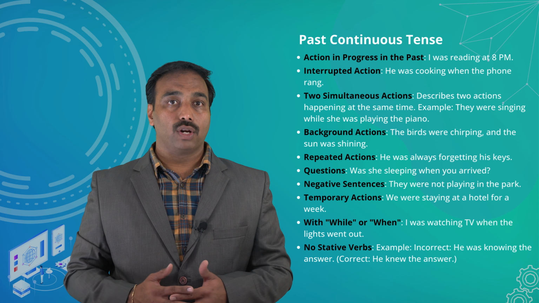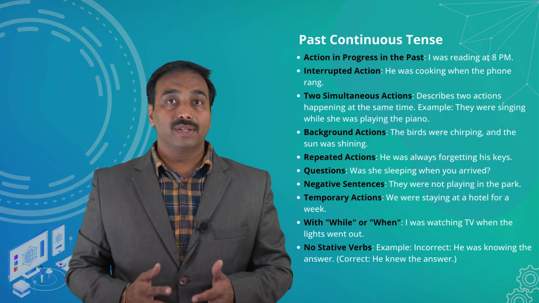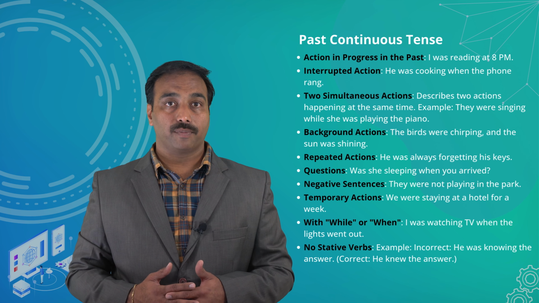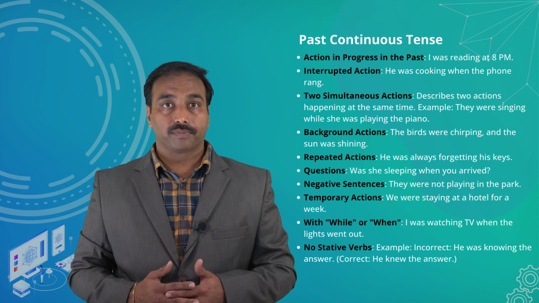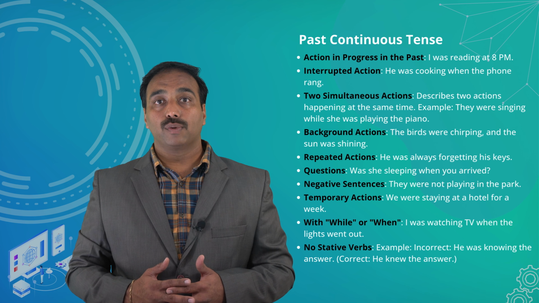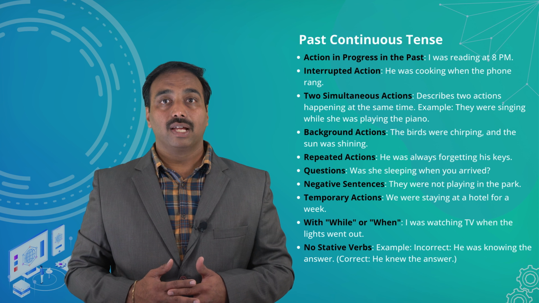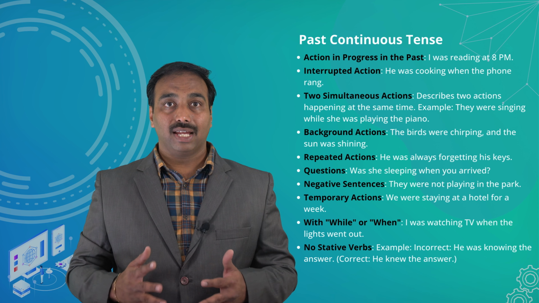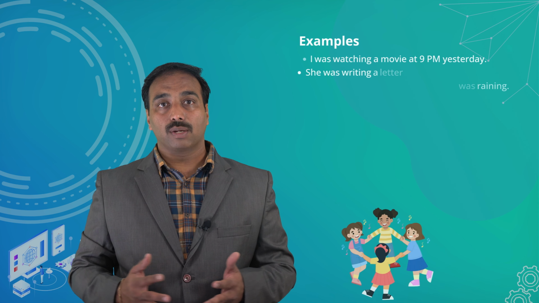It is often used with the conjunctions while or when. Example, I was watching TV when the lights went out. No stative verbs. This tense is not used with stative verbs. For example, he was knowing the answer is an incorrect example. The correct example is he knew the answer. Let us go through some of the examples.